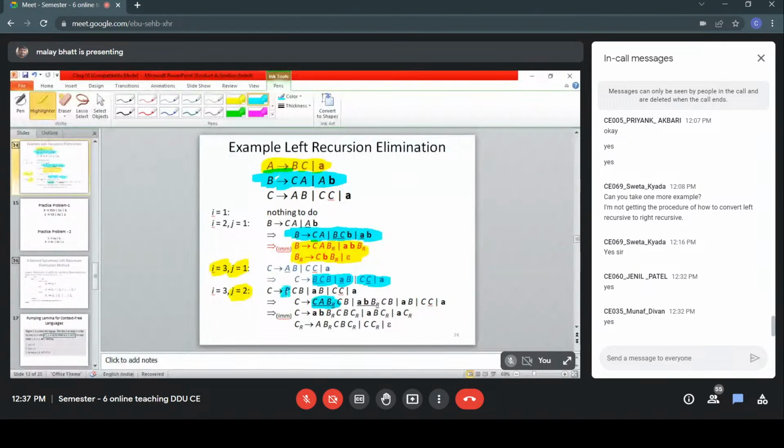We are doing a replacement for this B here, and this 3 will be as it is. The first two are the replacement for B. Once we have done all the replacements, now we'll remove the immediate left recursion. We'll remove the immediate left recursion from this C. The same thing we have done here, you can see.